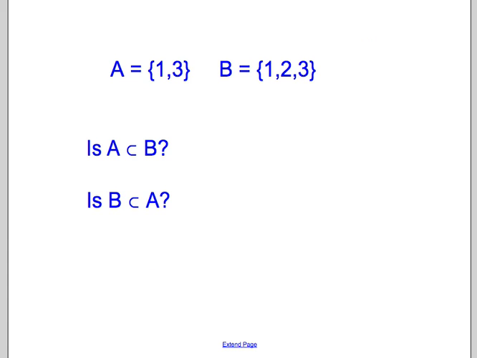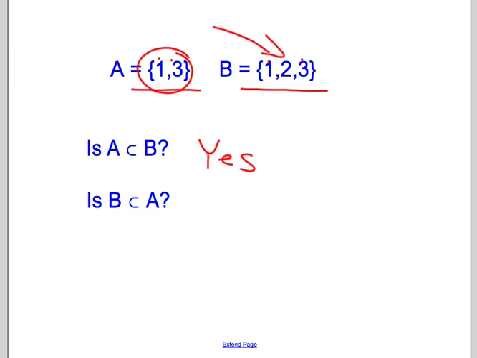Okay, here's your two sets. Set A has the elements or the parts 1, 3. B has the parts 1, 2, and 3. So is A a subset of B? Are all the members in A found in B? 1 and 3 are in A. 1 and 3 are found in B, so that is yes. A is a subset of B.